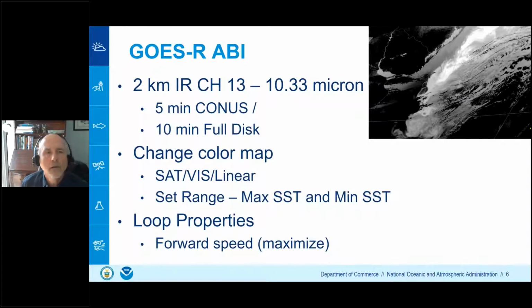So in AWIPS and with the ABI on GOES-R, we have 2 kilometer versus what we had for years, 4 kilometer IR. This is channel 13, 10.33 micron. We now have 5-minute imagery for CONUS. So the nearshore waters, the Great Lakes and the West Coast are all certainly in that envelope. We have 10-minute imagery full disk. So we can look at a variety of different places.